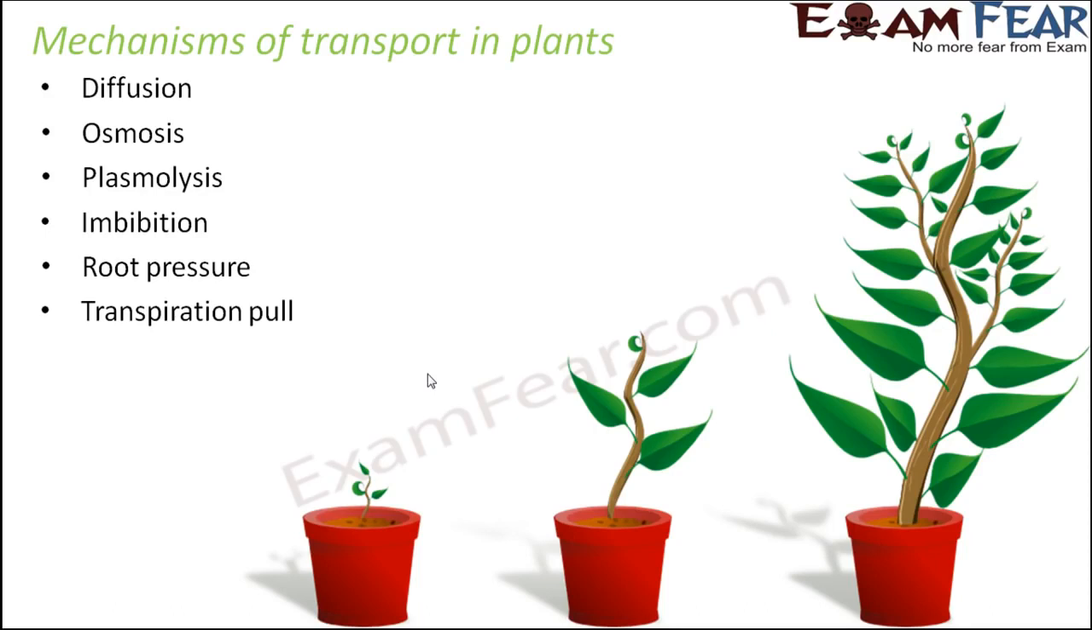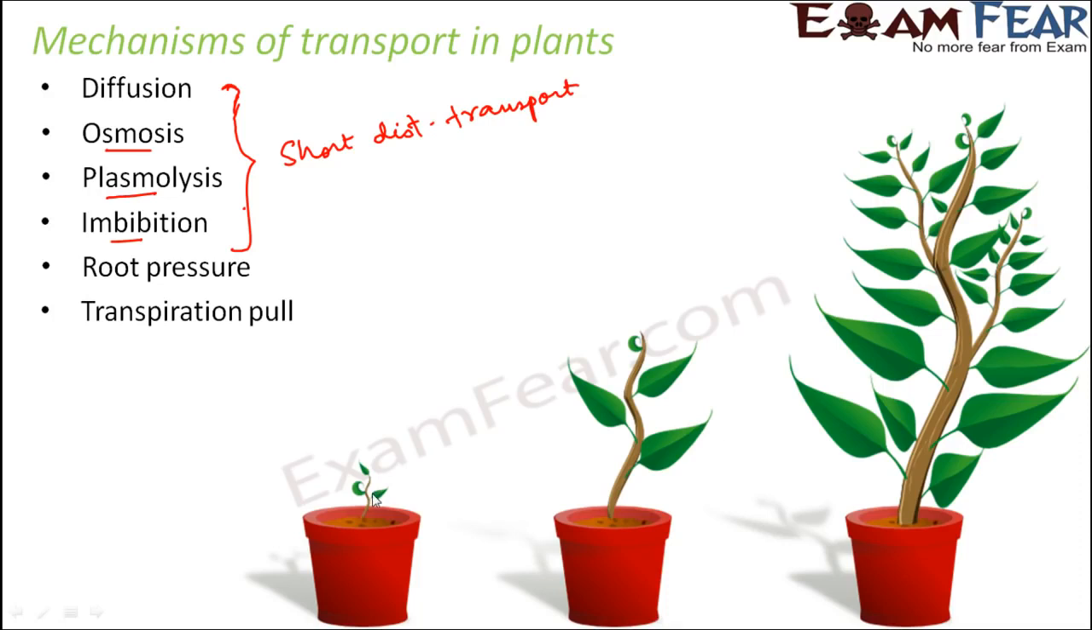Now if you look at the first four, that is, when you talk about osmosis, plasmolysis or imbibition, they are all some special forms of diffusion itself. So these four basically help in transport over a short distance. That means if the plant is not very tall, all these mechanisms help there. Primarily they help over short distance transport.